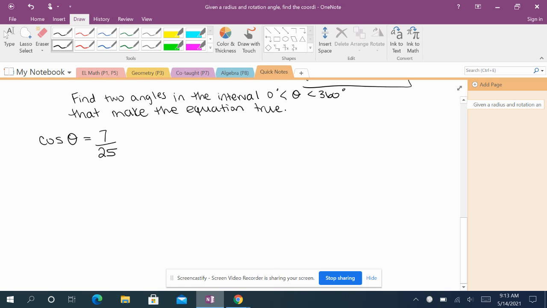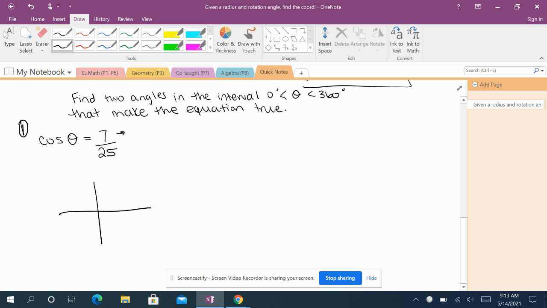Okay, this video is going to show you how to find two angles in the interval of 0 degrees is less than theta, which is less than 360 degrees, that make the equations true. So our first one is going to be cosine of theta equals 7 over 25.